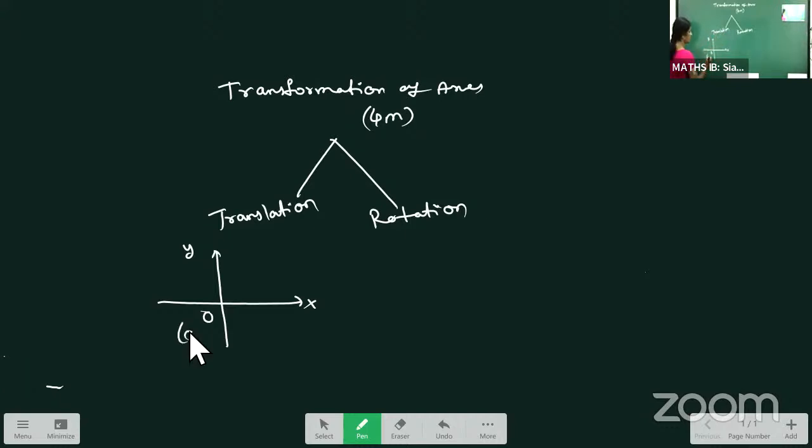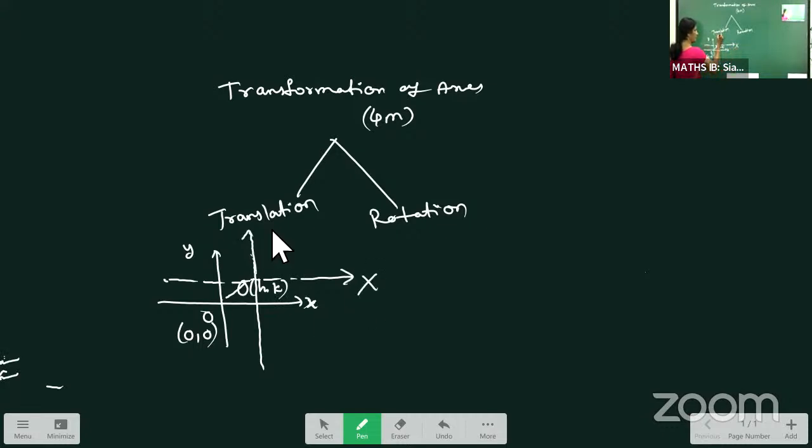So here actually the origin coordinates are 0, 0. It moves to some other place here. Then the new coordinate system is like this. So the shifted origin is called h, k, and the old x-axis becomes capital X-axis and the old y-axis becomes capital Y-axis. So in translation of axis, the origin is shifted from one place to another place. Axis will remain as it is. There is no change in axis.